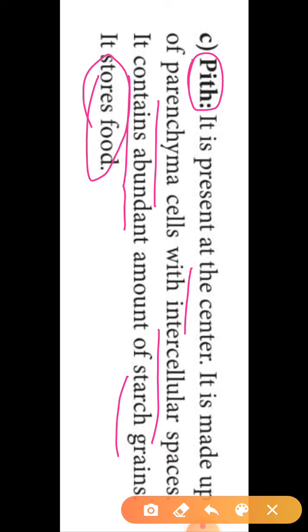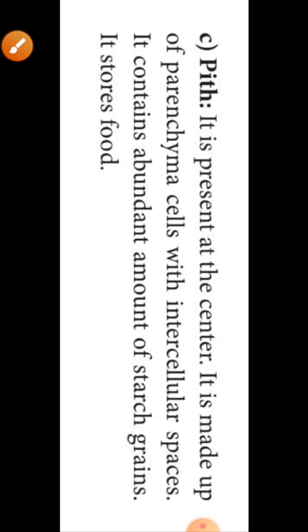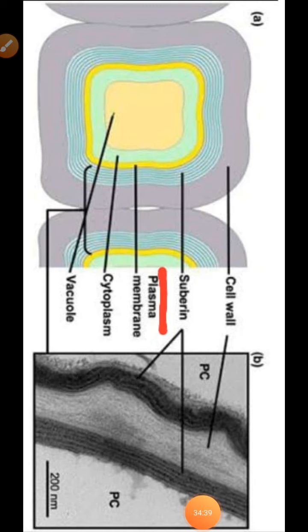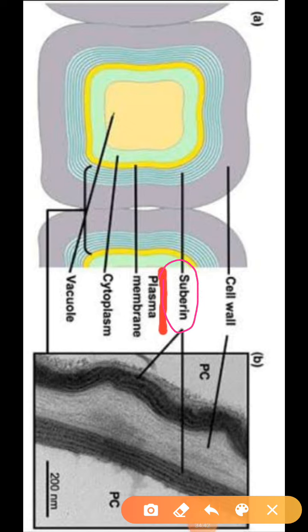The food is converted into glucose and sucrose, and this is called starch. Intercellular space means space between the cellular arrangement. Suberin is a multi-layered, thick-walled, waxy appearance.